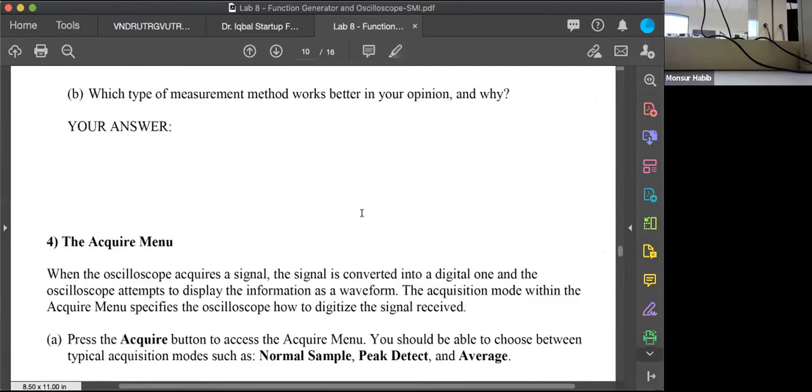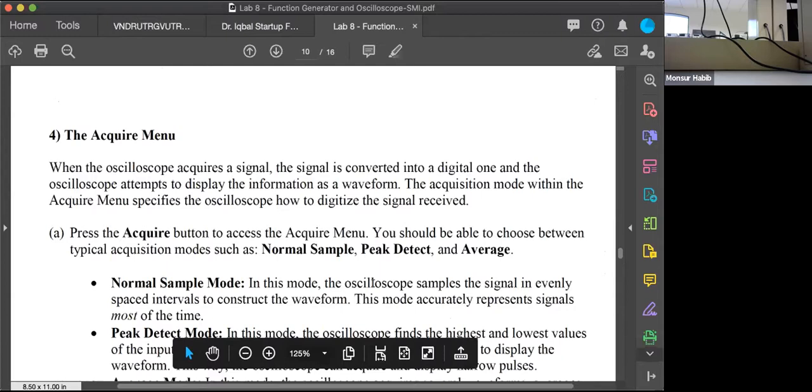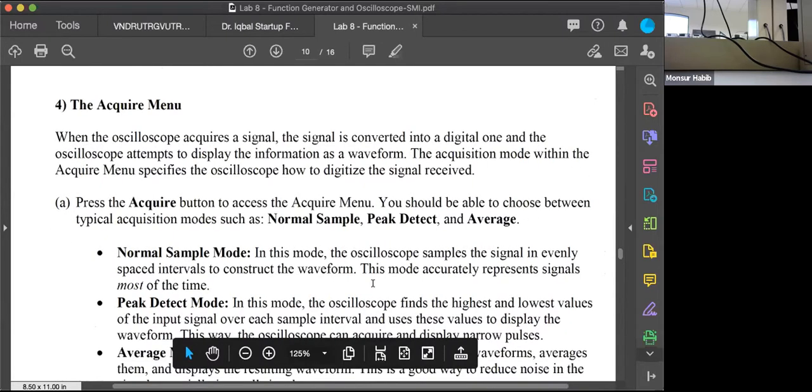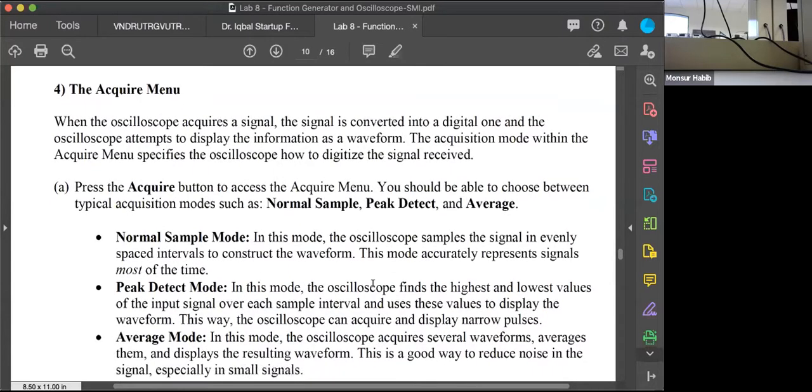Now, on acquire, we have a signal that we can... basically the machine is a digital system. So it converts to digital, and then it puts the signal as a waveform. Within the oscilloscope, we can adjust between 3 modes.